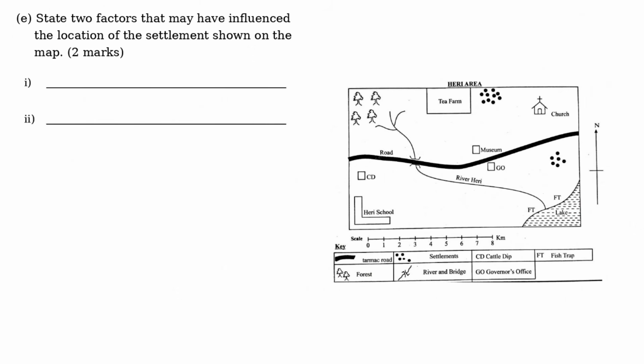Then question 21E. State 2 factors that may have influenced the location of the settlement shown in the map above. Factors influencing settlement location include, number 1, availability of transport, especially the tarmac road. Then we have availability of water from River Harry and the lake.